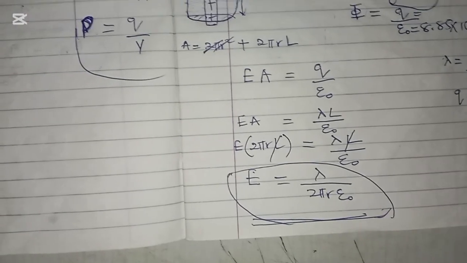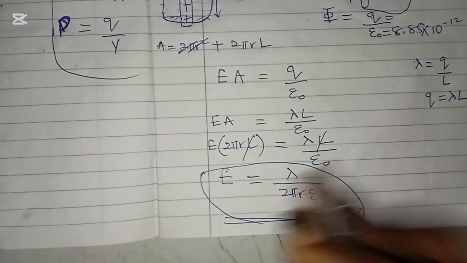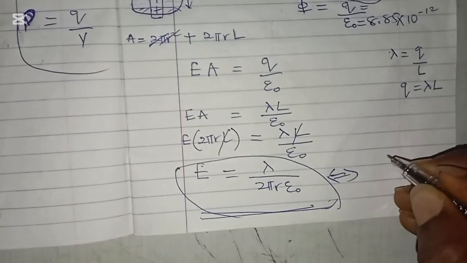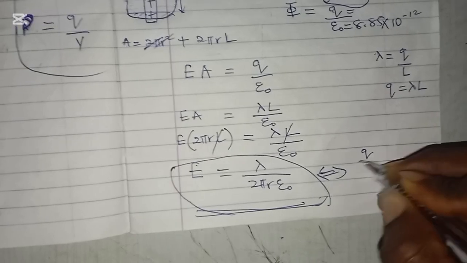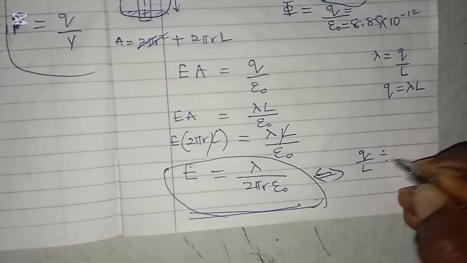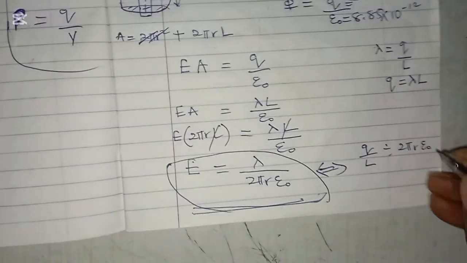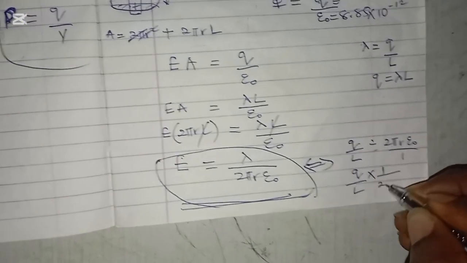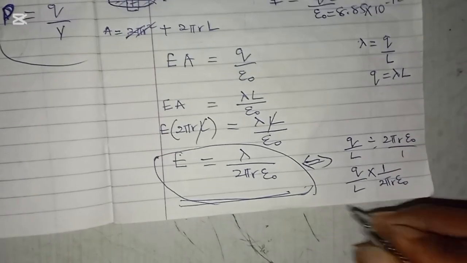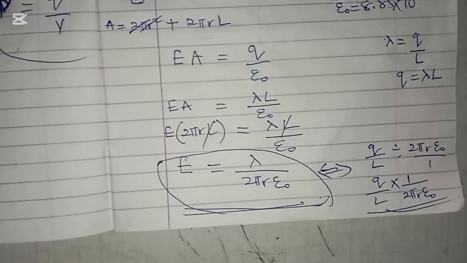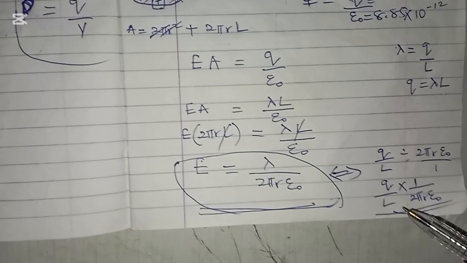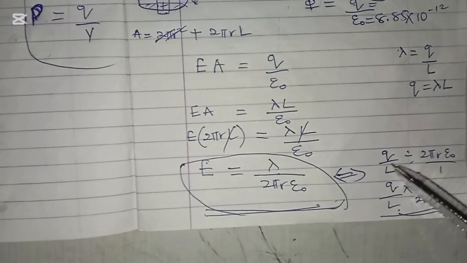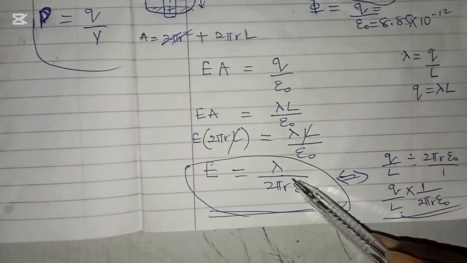Note it, very important. You can also say, if you want, since lambda is Q over L, I can replace lambda here with Q over L. So divided by 2 pi R epsilon naught, so that Q over L times 1 over 2 pi R epsilon naught. So this is also a formula I can use. If I have charge, I have length, I can put this together. I just replace this with Q over L.